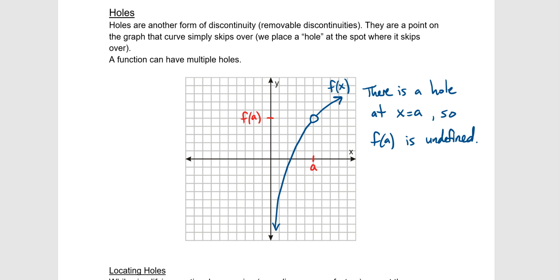Or we can write that f of a is undefined. So notice how different this looks from a vertical asymptote. With a vertical asymptote, the function's either going to positive or negative infinity, but with a hole, it simply skips over that certain point and resumes the same pattern that it was doing beforehand.